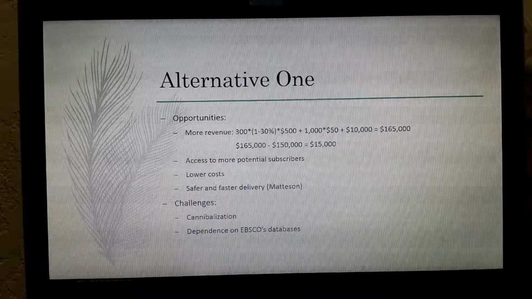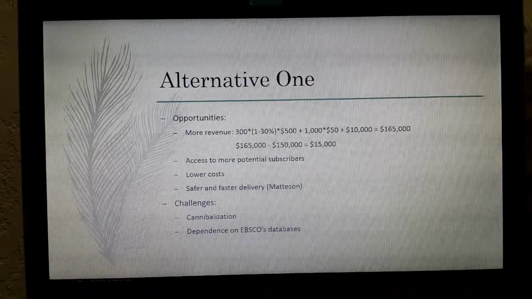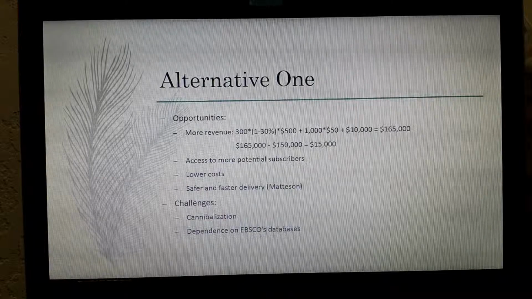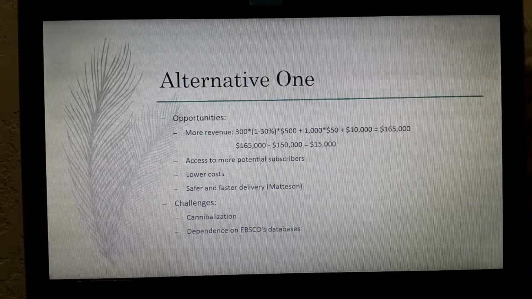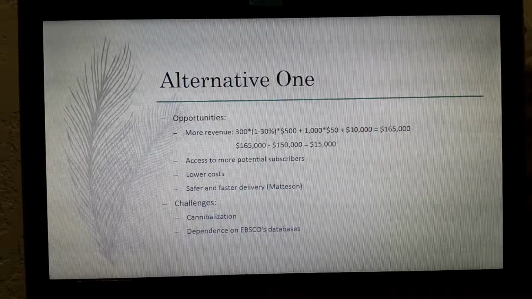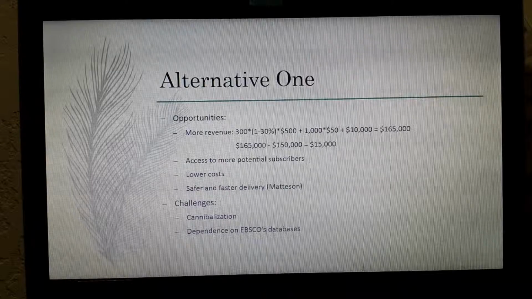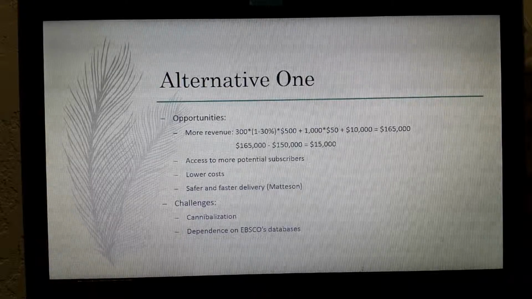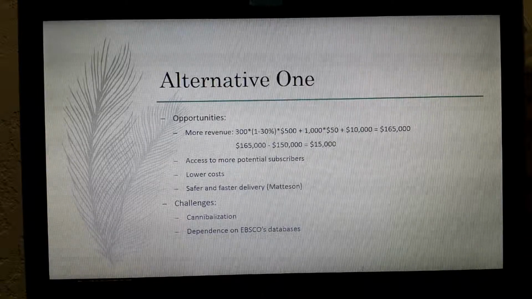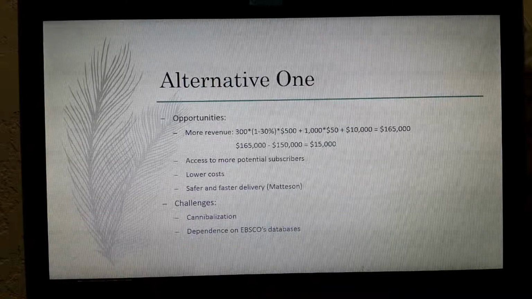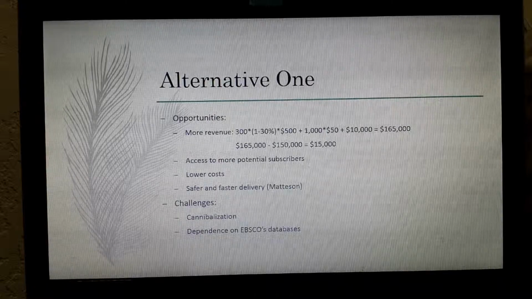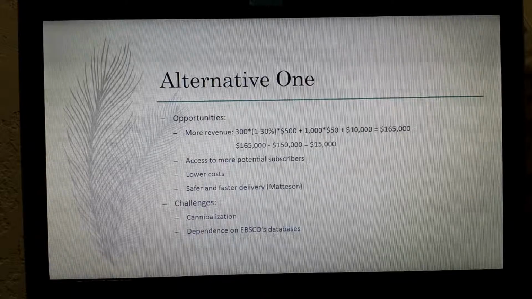On the other hand, cannibalization is one of the challenges that the ASIB will face. According to the case, about 30% of the subscribers will switch their subscription from hard copies to electronic version, which will cause the ASIB to lose revenue on its printed journals. Furthermore, the ASIB depends on EBSCO's database to distribute its journal electronically, so if there are any problems with the system, the ASIB's business will be at risk. However, the ASIB does not have any control over EBSCO's database.